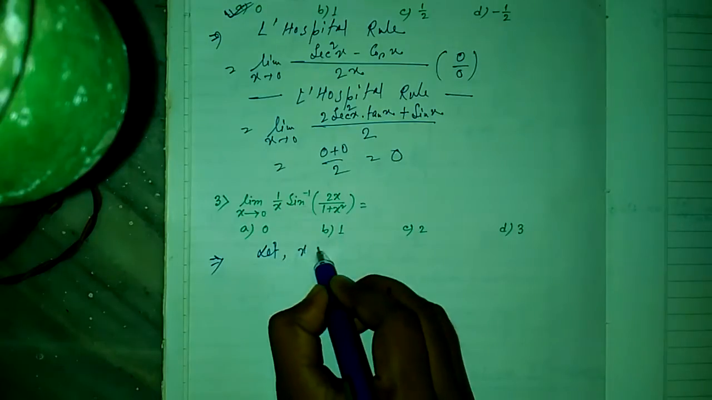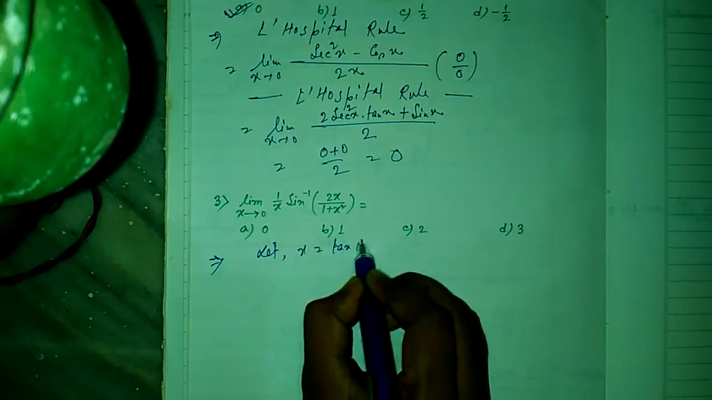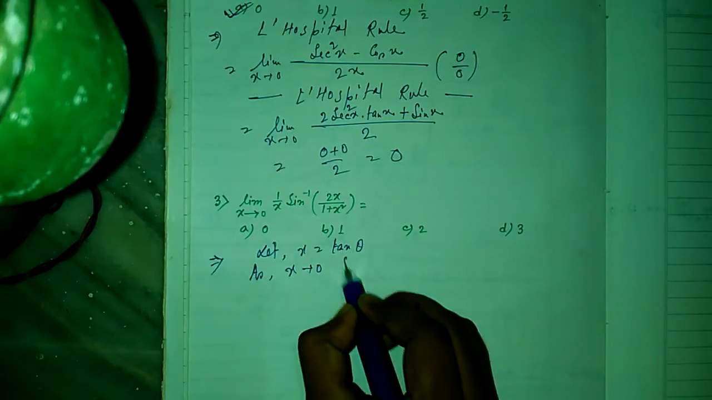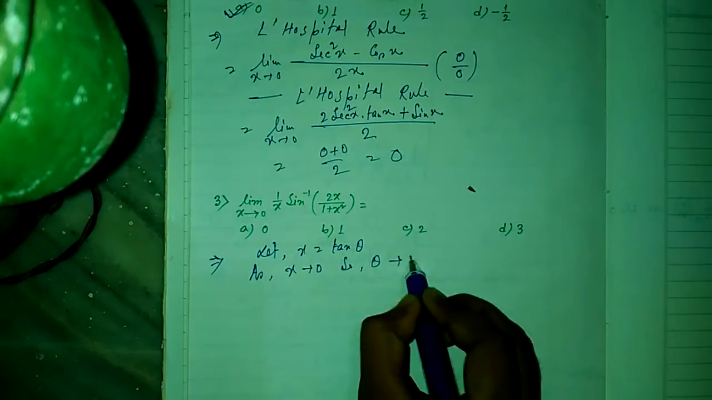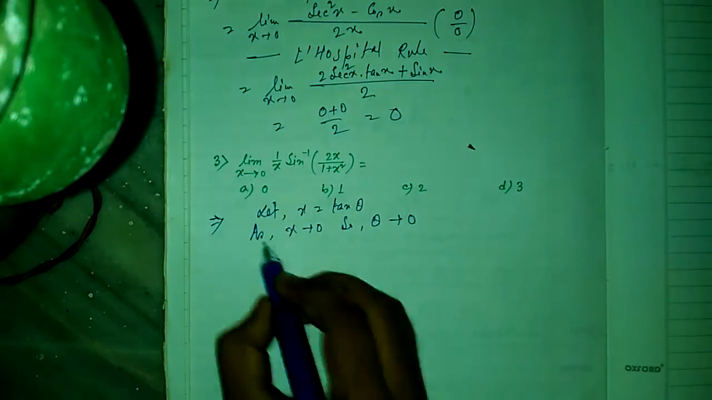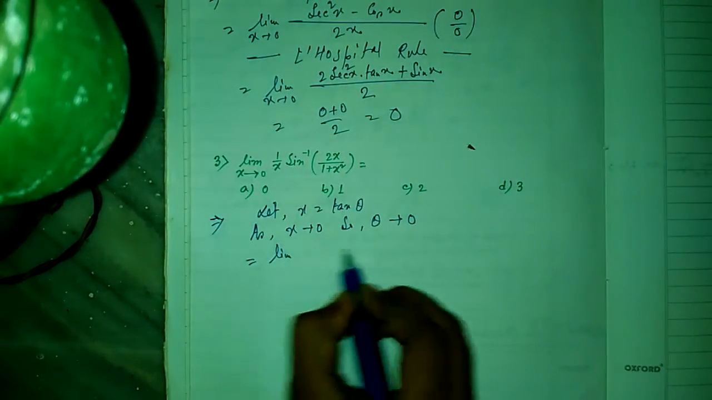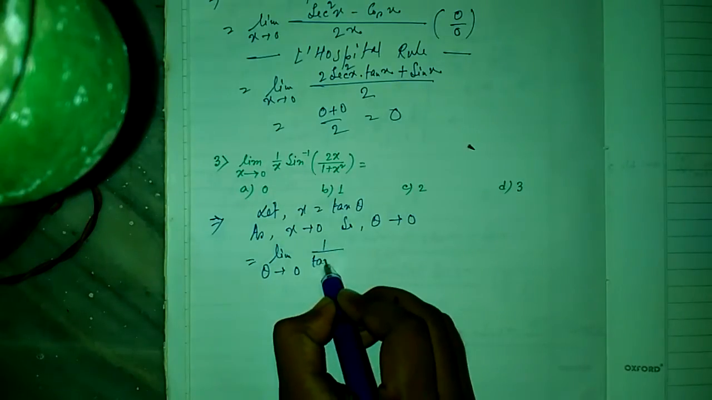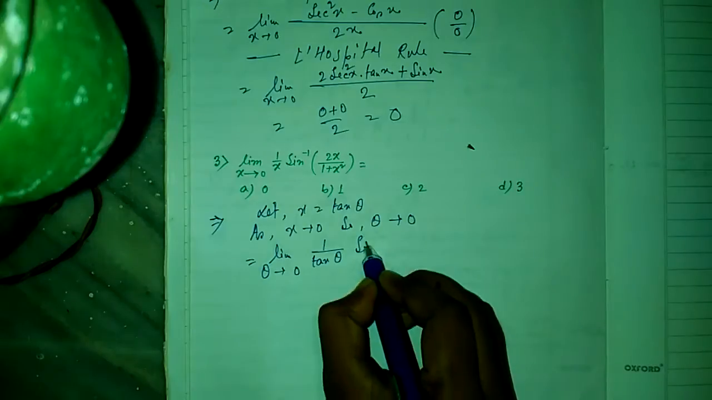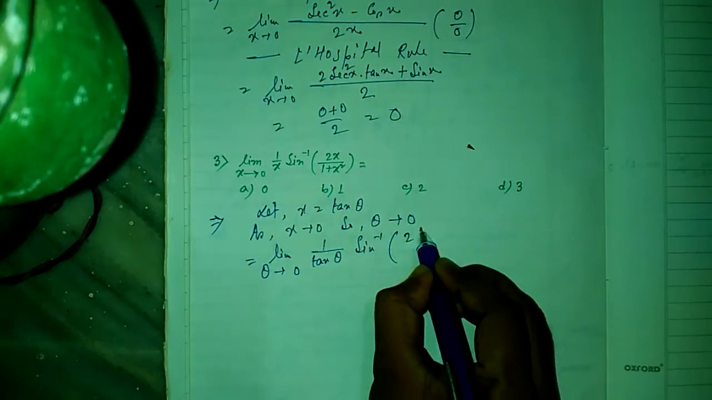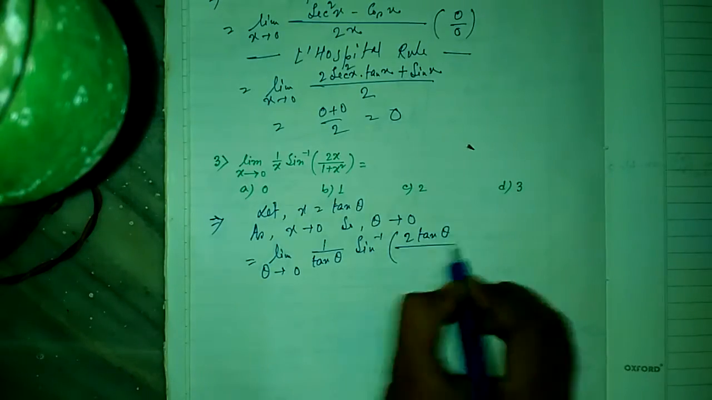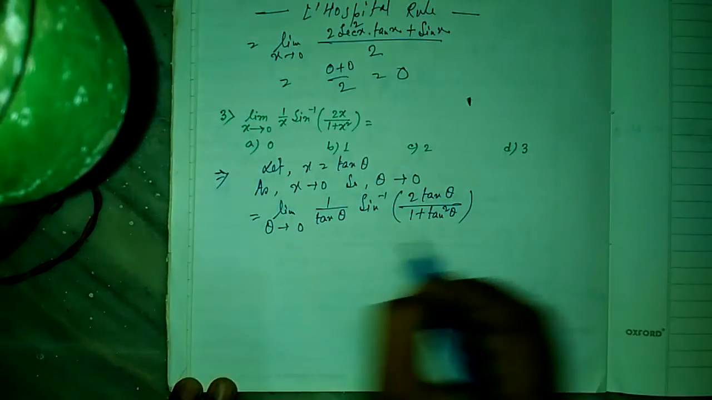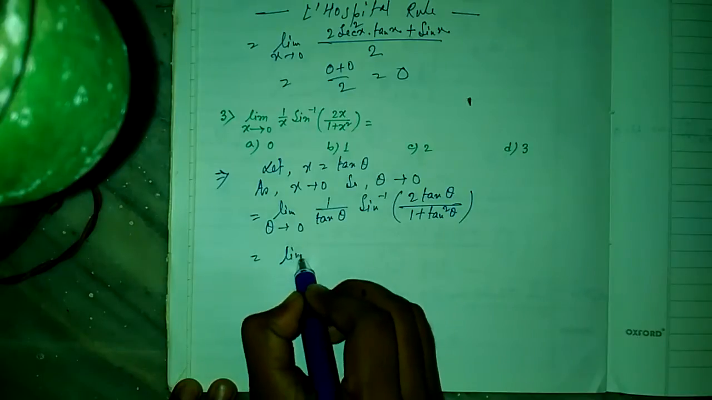Suppose let x equal to tan theta. As x tends to 0, theta must tend to 0. So this form will become sin inverse of 2 tan theta by 1 plus tan square theta.